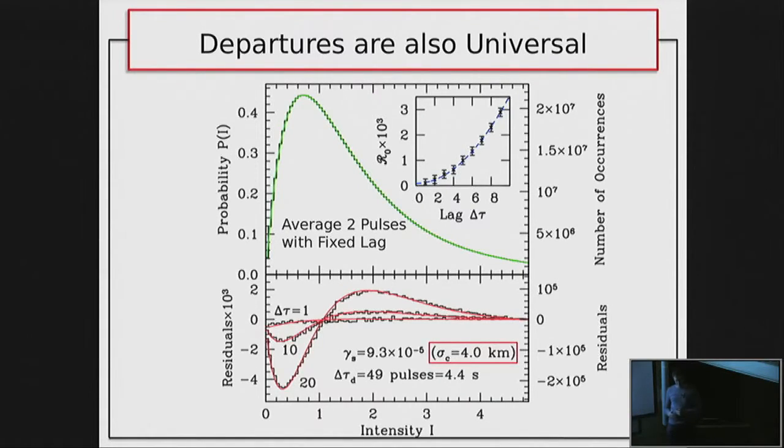And that depends on two things. One is that the scintillation pattern is becoming decorrelated between those two instances of averaging. The scattering is evolving. The other is that the pulsar has a finite size.